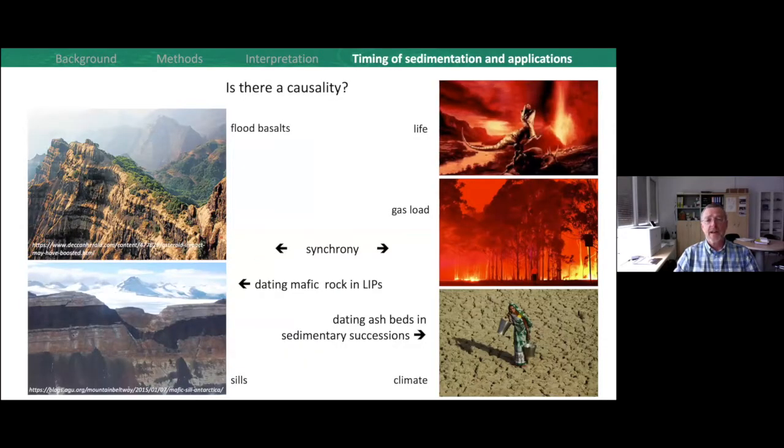So finally, the causality we want to establish is basalt dikes as the trigger, and the reaction of life, the gas load in the atmosphere, and then the climate reaction as the effect. This we get by dating of these rocks. This we get by dating ash beds in sedimentary successions, where we can establish time series of proxies, which give us an answer about the temperature, about CO2 concentrations in the atmosphere, about biodiversity.